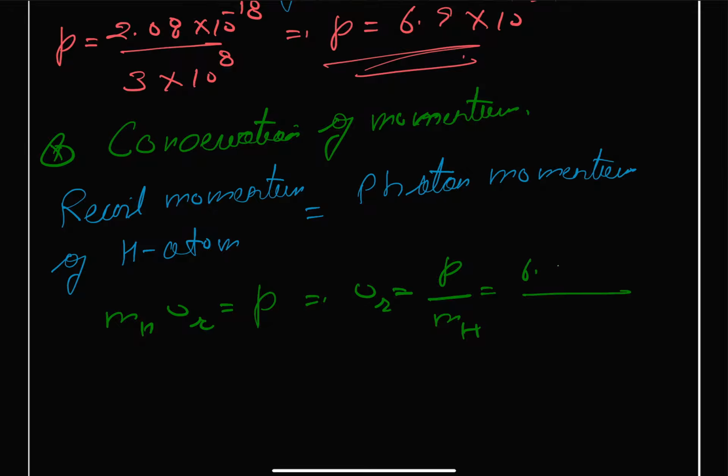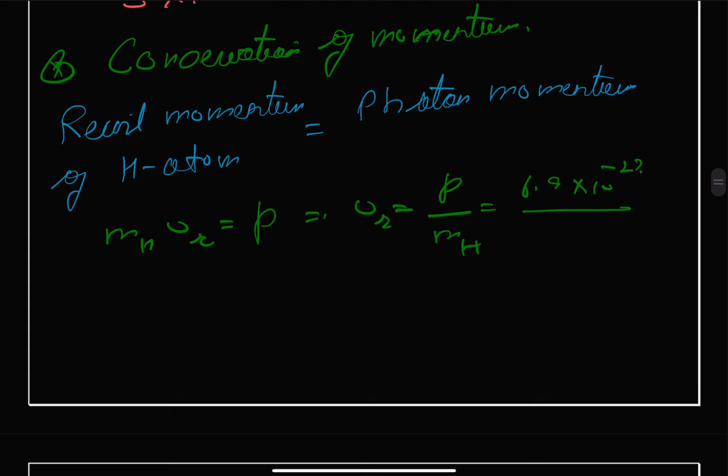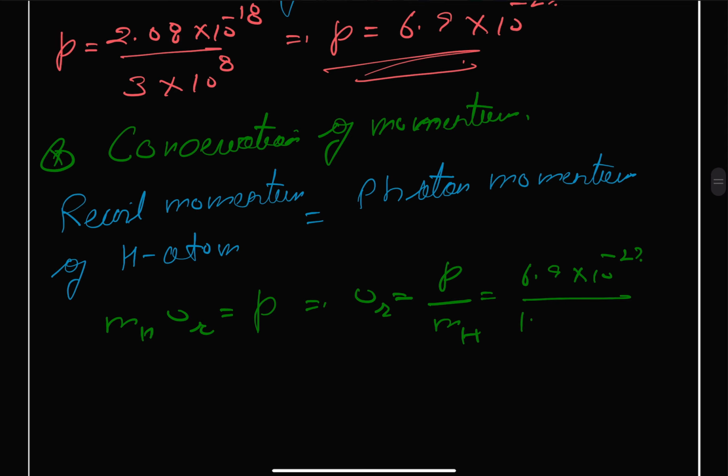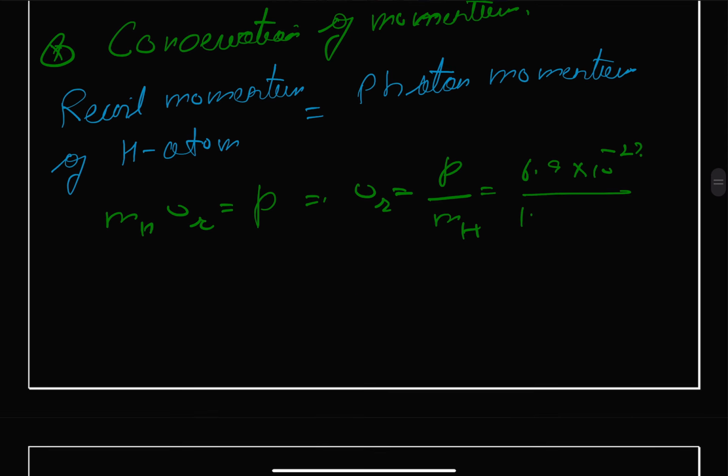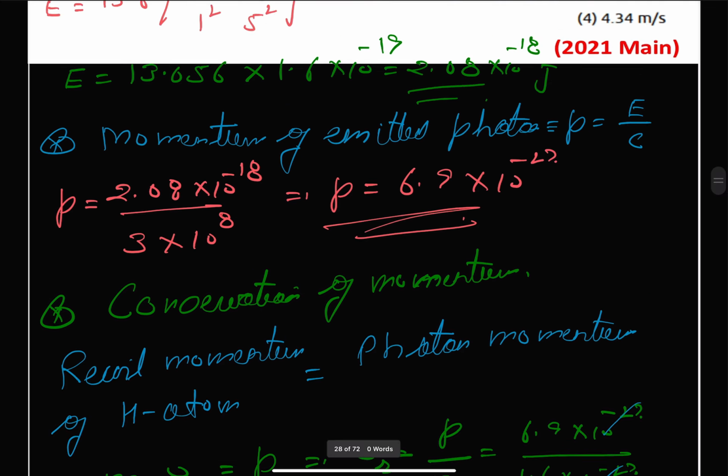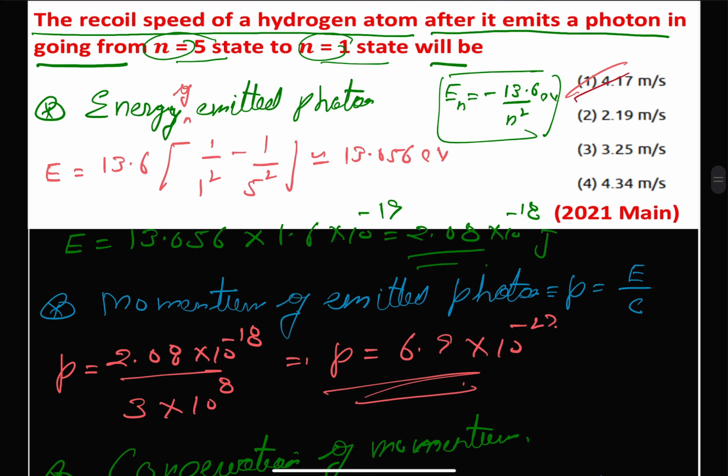Recoil velocity is 6.9 into 10 to the power minus 27 divided by the mass, which is 1.6 into 10 to the power minus 27. So 10 to the power minus 27 cancels out. Therefore, we get our recoil velocity VR will be equal to 4.17 meter per second. So option 1 is correct.